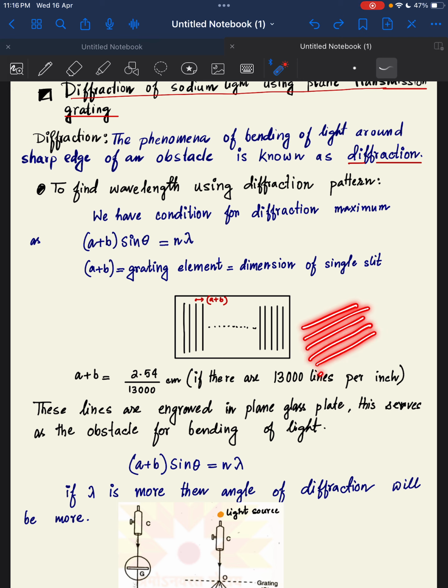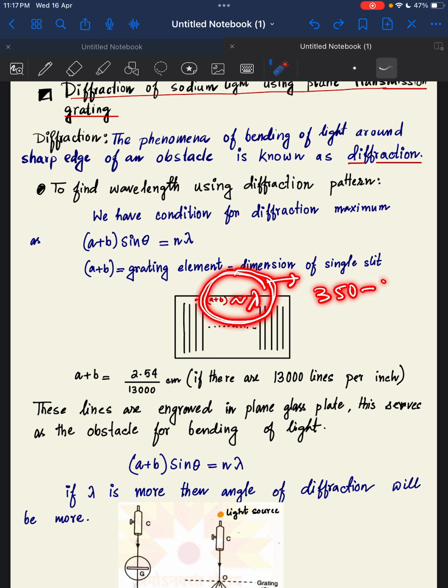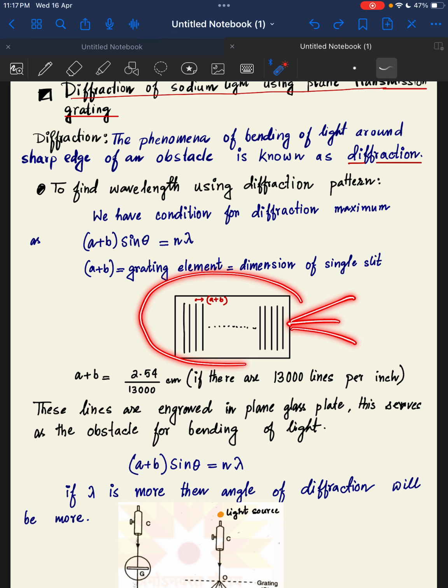You can imagine in that fashion as well. So this grating element is nothing but the distance between two scratches, that is the dimension of a single slit. These are parallel slits, many slits are there. So this dimension a plus b must be comparable to the wavelength. If we are finding the diffraction pattern using visible light, then this dimension must be in the order of 352 nanometer to 700 nanometer roughly. Then only we can have a diffraction pattern using this grating.